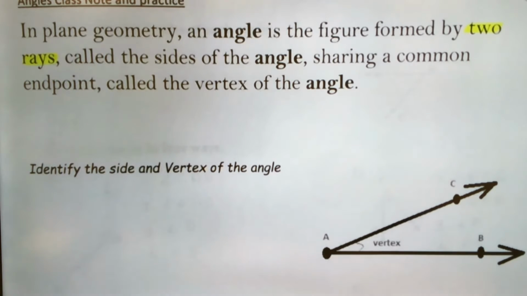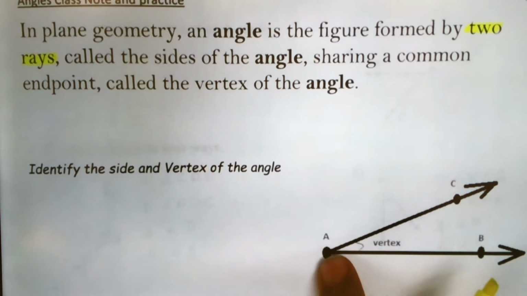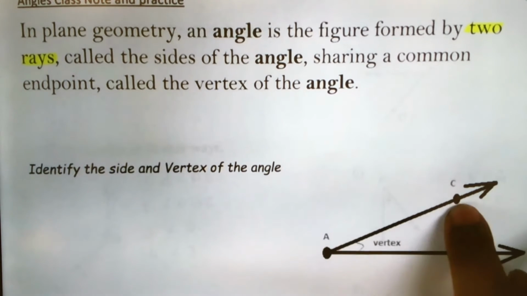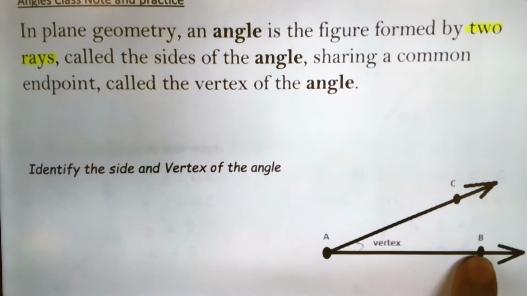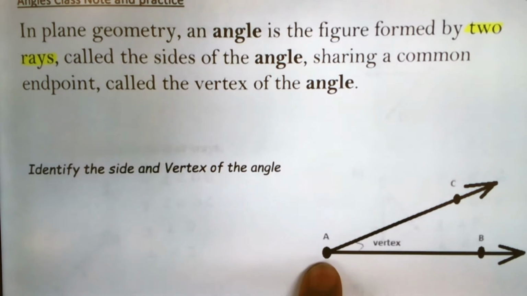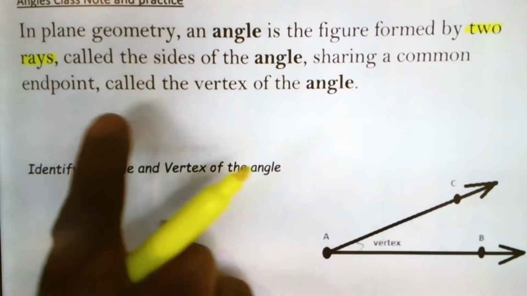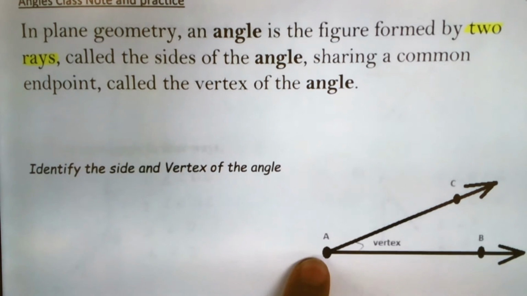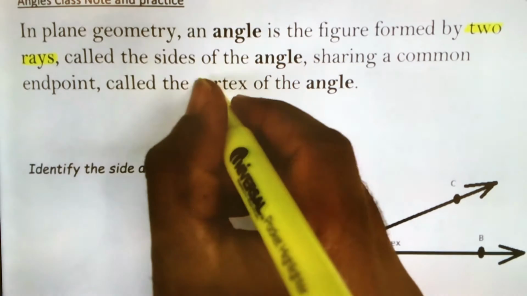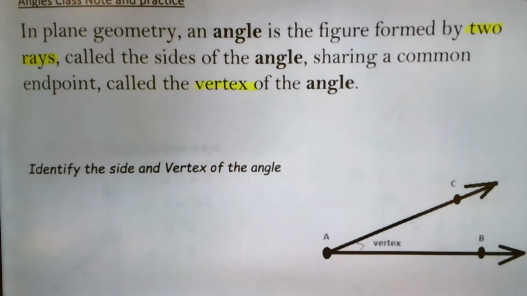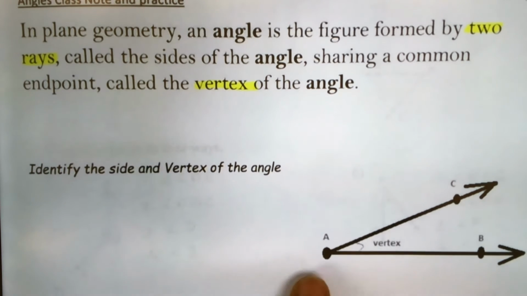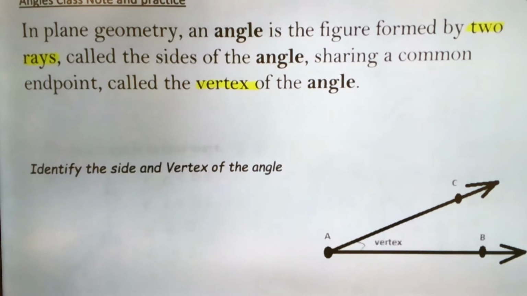So those two rays, here I have an example. I have AC as one ray and AB as another ray. They come together at a single point A. So the common endpoint is known as the vertex of the angle. So angles are formed by two rays, and the two rays come together at a single point, a common point. That common point is known as the vertex.